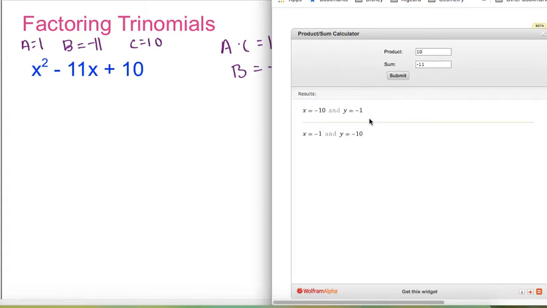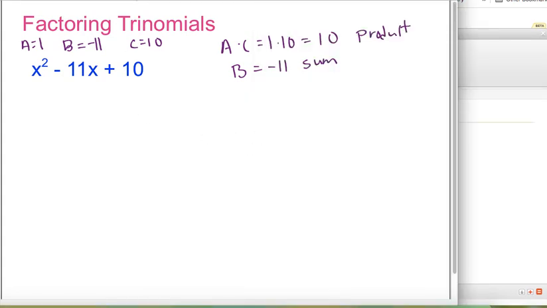Negative 10 and negative 1. So the factors for that middle term we want are negative 10 and negative 1. So we can think about how we want to break this up. This is a 10 over here. So if I write a negative 1x and a negative 10x, then the negative 10 is going to be by this 10, and I kind of like how that is going to look.